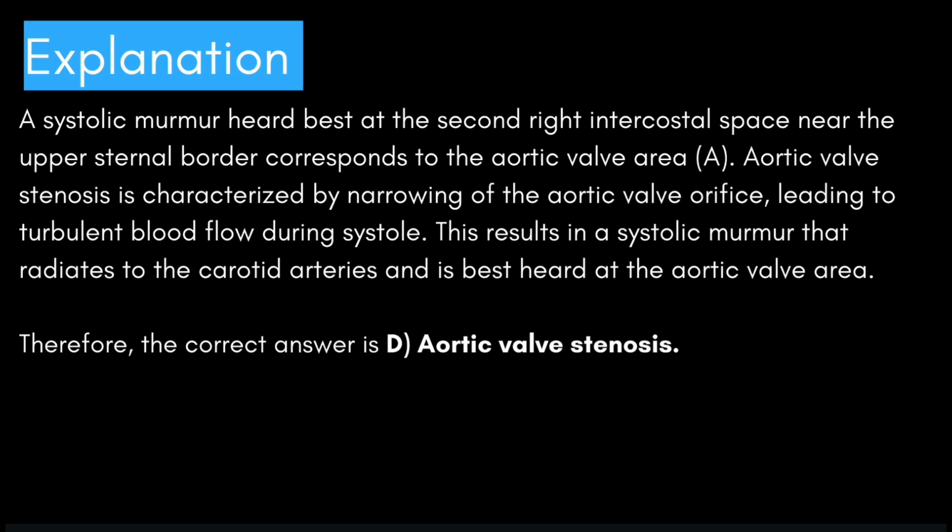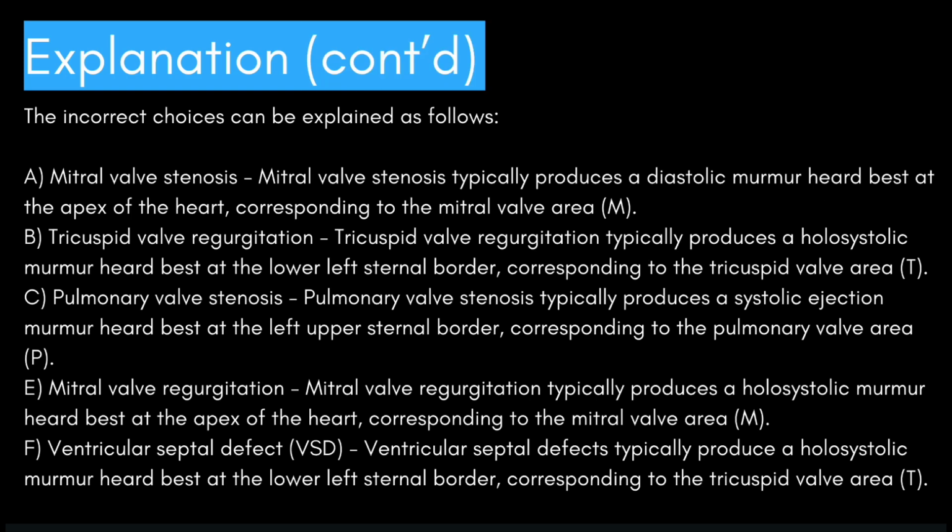Let's go ahead and see why the other answer choices are incorrect. Mitral valve stenosis. Mitral valve stenosis typically produces a diastolic murmur heard best at the apex of the heart, corresponding to the mitral valve area. Tricuspid valve regurgitation. Tricuspid valve regurgitation typically produces a hollow systolic murmur best heard at the lower left sternal border, corresponding to the tricuspid valve area.